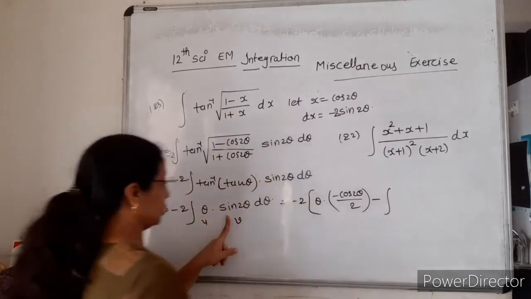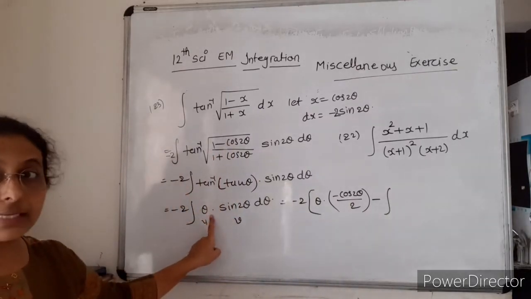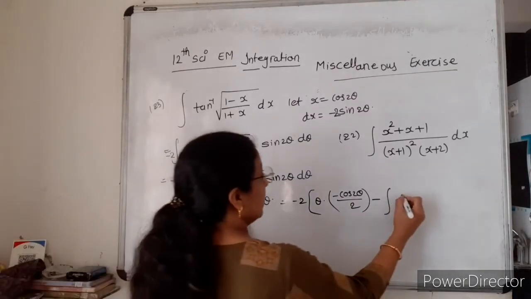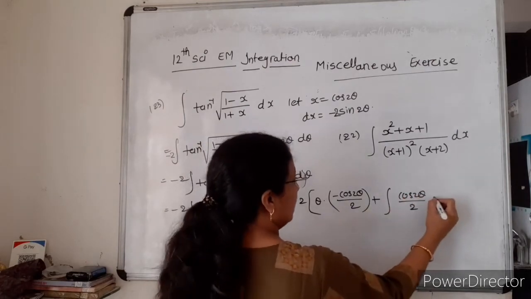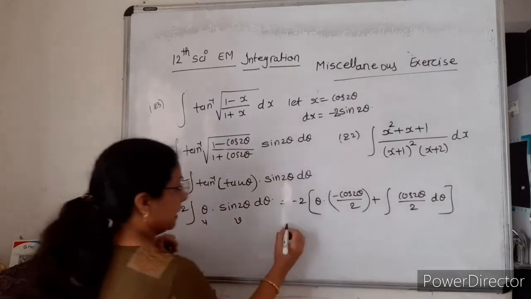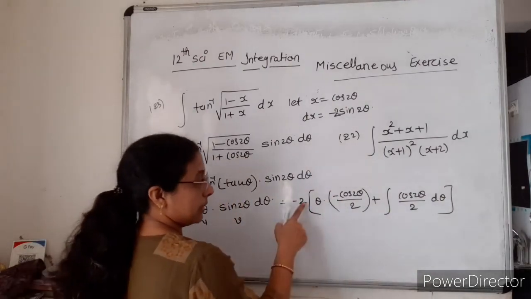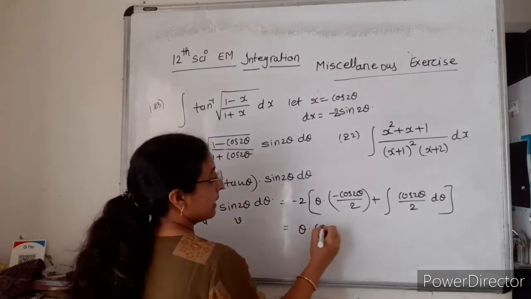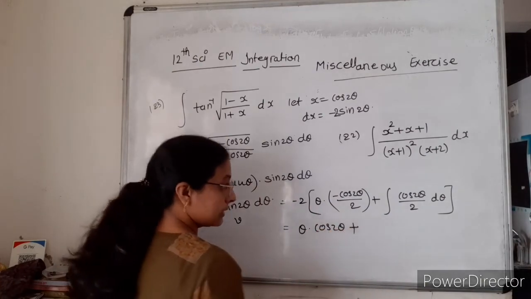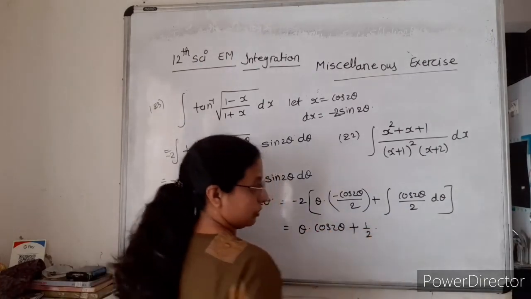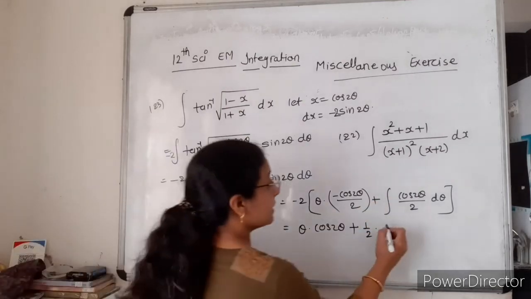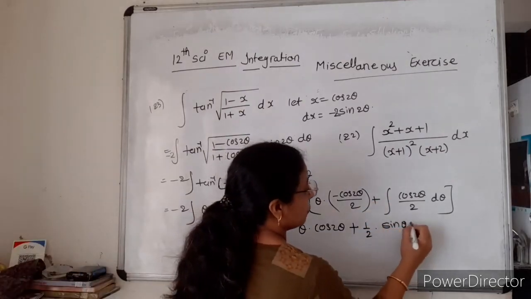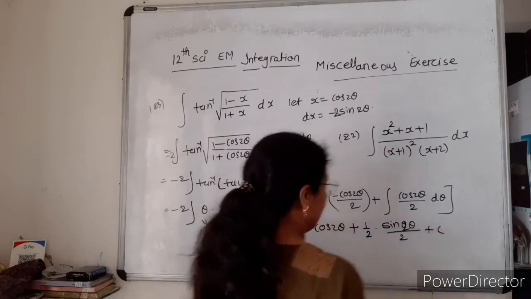Minus integration of du by d theta, that is 1. Integration is cos 2 theta minus minus plus by 2 d theta, which is equal to minus minus plus, 2 cancel, theta cos 2 theta plus this is 1 by 2, again the integration of cos 2 theta, that is sin 2 theta by 2 plus c.